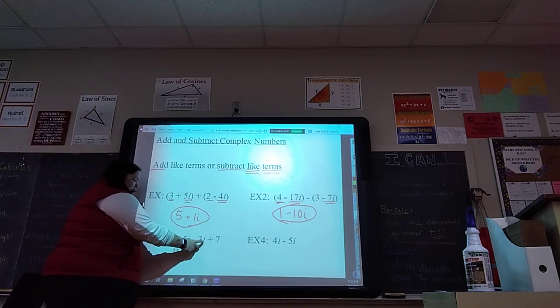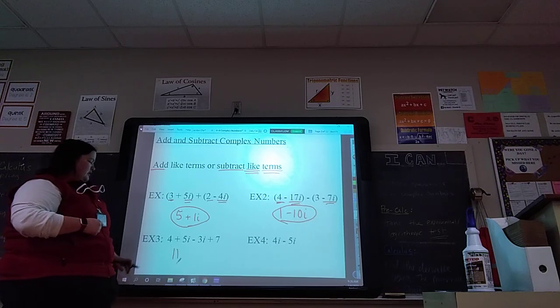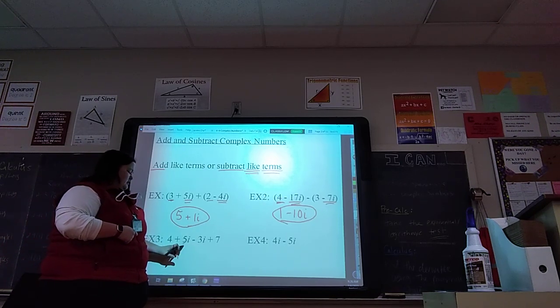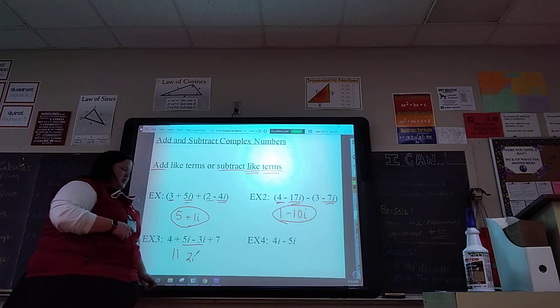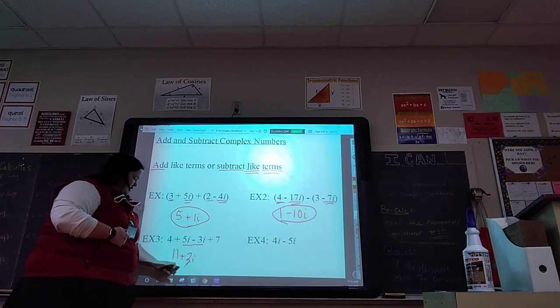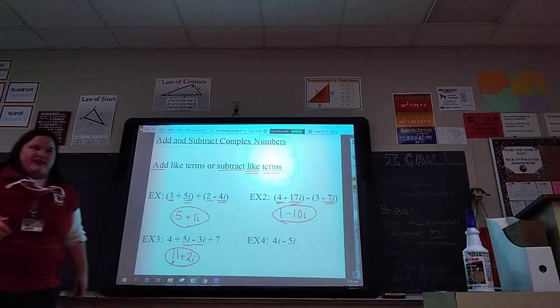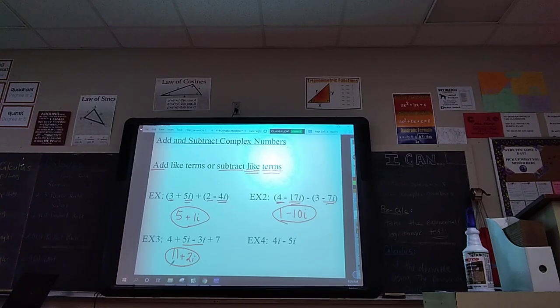And then I can add the i's. How many i's do I have? 2i. Since it's positive, I'm just going to throw a plus sign in between. And there's my simplified answer. Sometimes you can have a complex number where there is no real part. Okay, sometimes you might just work with imaginary numbers. So if we have 4 minus 5i, negative 1i.